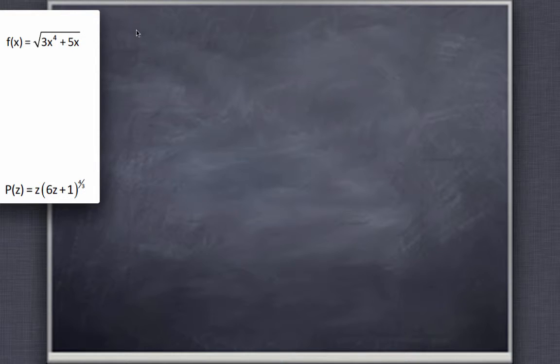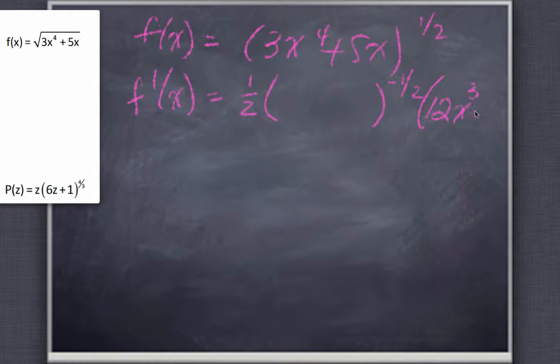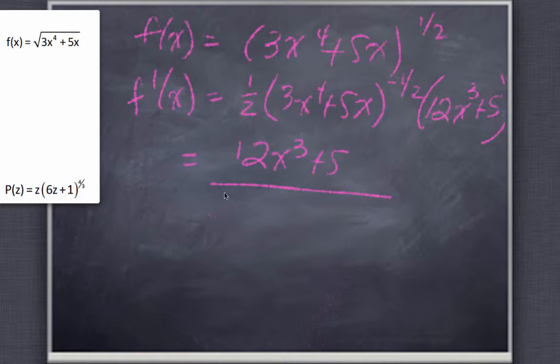Okay, so f of x is that to the 1/2. So f prime of x, bring down the 1/2, parentheses, 1/2 minus 1, times the derivative of the inside. 3 times 4 is 12, x drops 1 degree, plus 5. So let's see, I'm going to rewrite this as a fraction. That's on top, 2's on bottom, and this is on bottom.